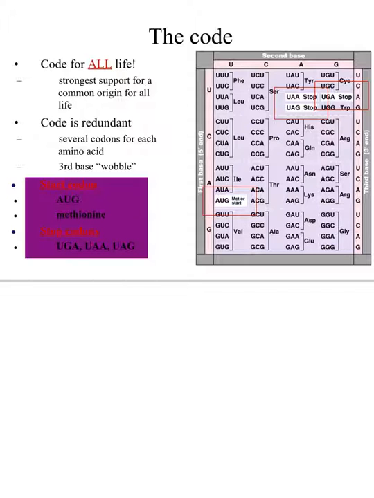It is redundant, which means there are several codons for each amino acid. You can see that. So like the example that we had earlier, see, there's 4 different ways to get that amino acid. Okay, so it is a third base wobble, which means that third base might determine the difference between one amino acid and another amino acid.